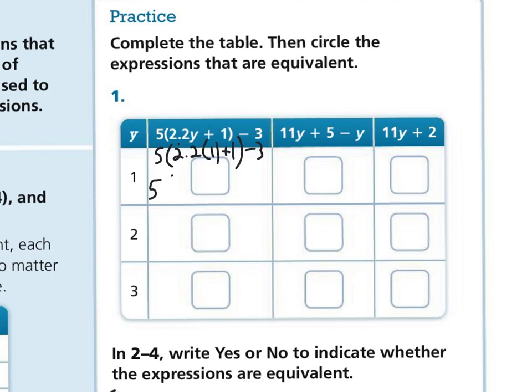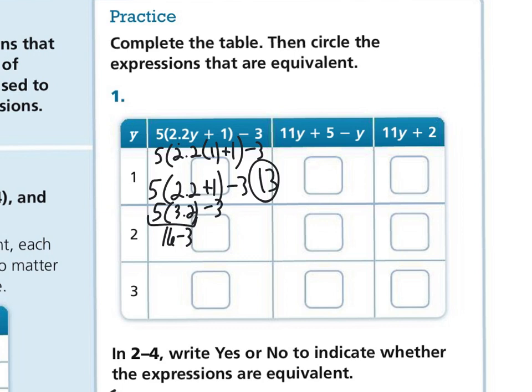2.2 times 1 is 2.2. Still in the parentheses, if we add those numbers, that would be 3.2. And then if you multiply 5 times 3.2, that would end up being 16. And then 16 minus 3 is 13. I'm not going to nearly have enough room to work all these out, so I'm just going to write the answers, and then you can ask if you have questions on any of these. Definitely would want some scrap paper to be working these out.